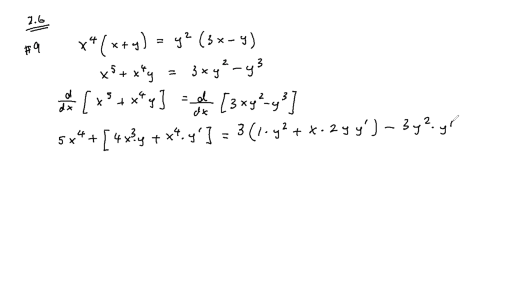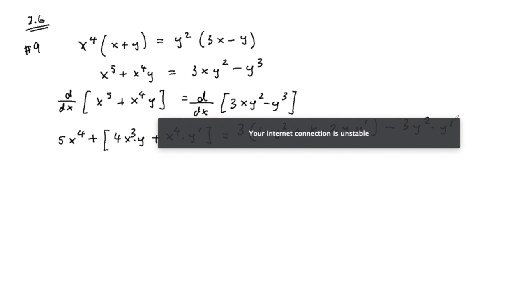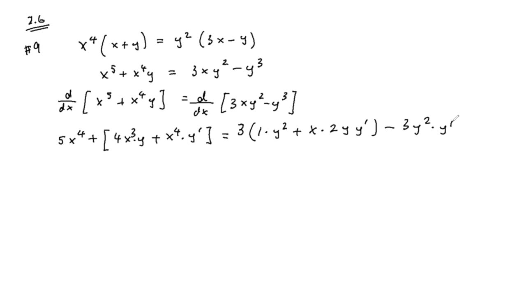Before I move any further from here, where did you go wrong? Did you get the left hand side correctly? I did, but I just wrote it out differently. How did you write it? I put the 4x to the third y at the end of the problem, so it was opposite: x to the fourth times y prime plus 4x to the third y. That's fine. On the right hand side, did you get it correct? Yes. Any other questions? Anybody?